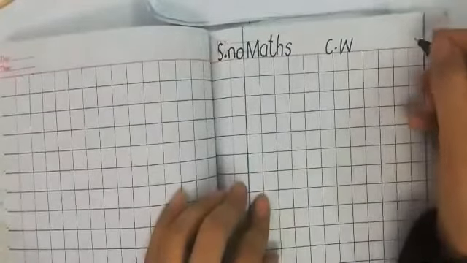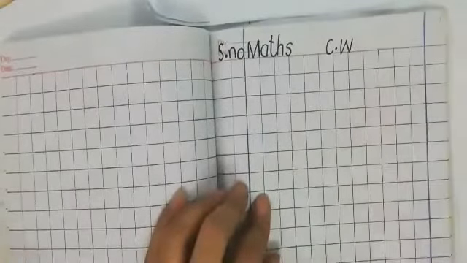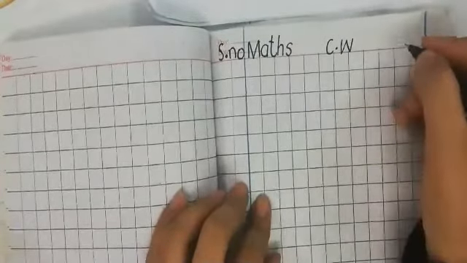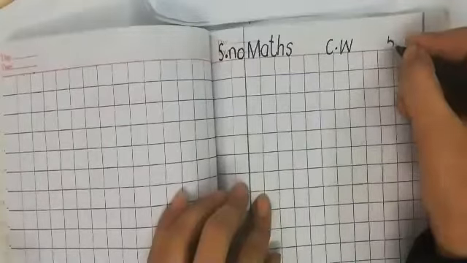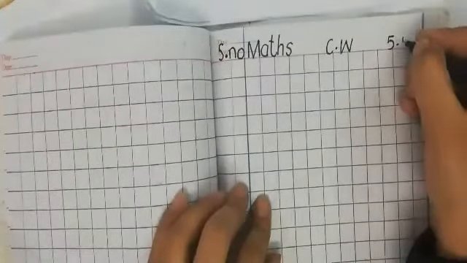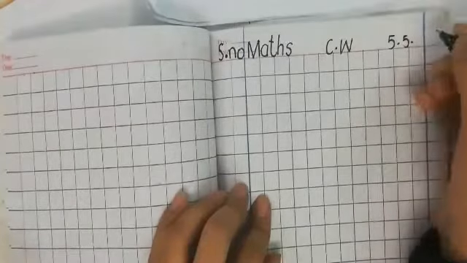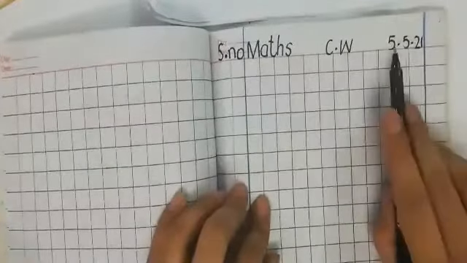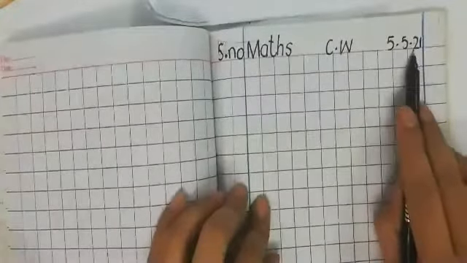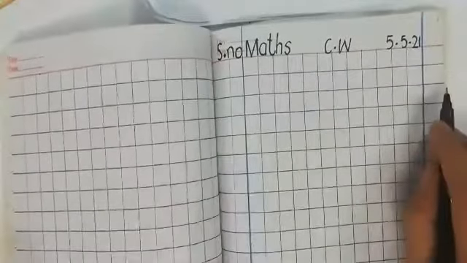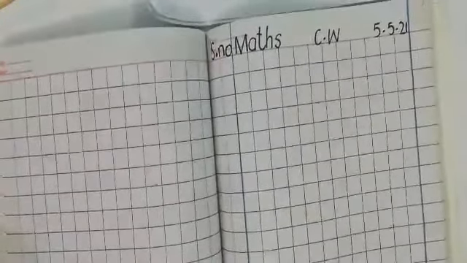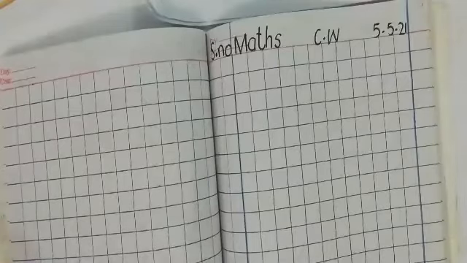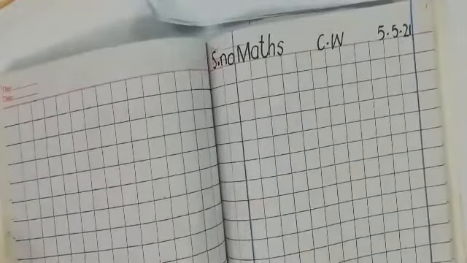Now come to the last of the line. Write the date: 5th May 2021. Okay, class, raise your hand if you have written it. Class, can you hear me?